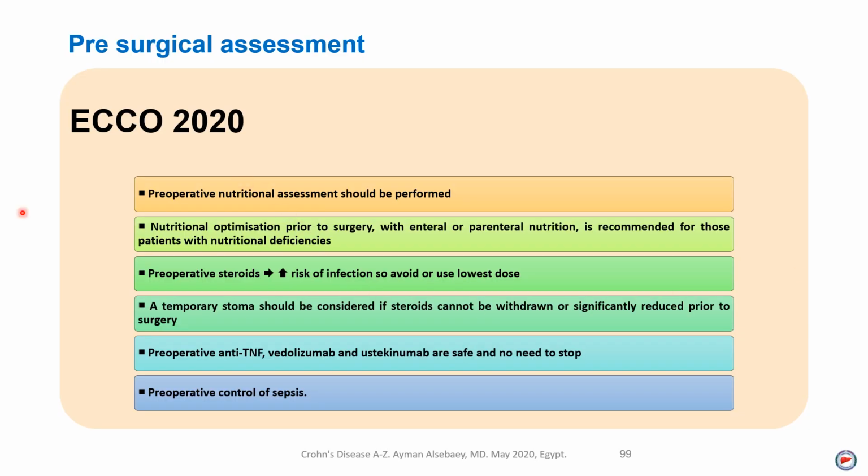Pre-surgical assessment. Suppose now that you have a person with Crohn's disease and he will undergo any abdominal surgery. What should we do? For resection, stricturoplasty, whatever. Number one, you should assess the nutritional status before the operation, especially if it is elective.